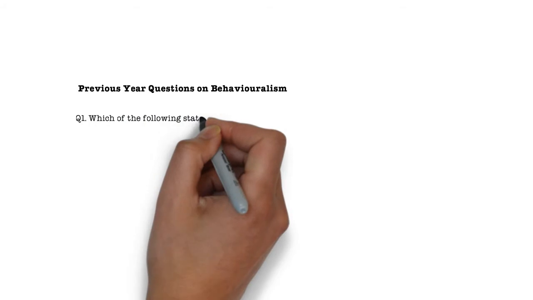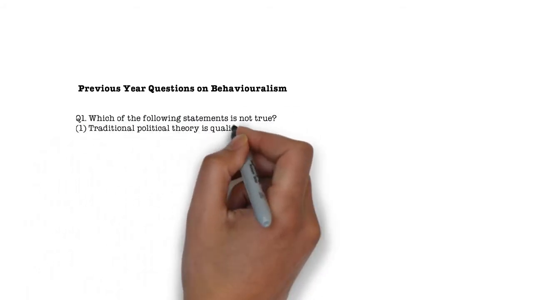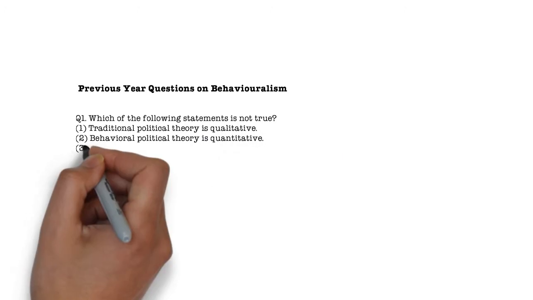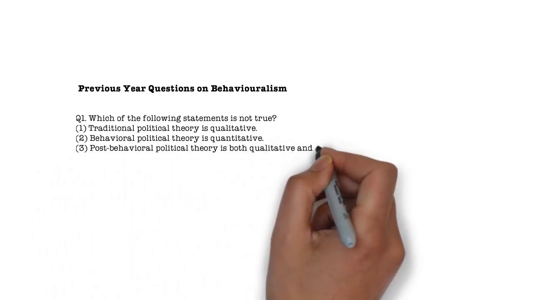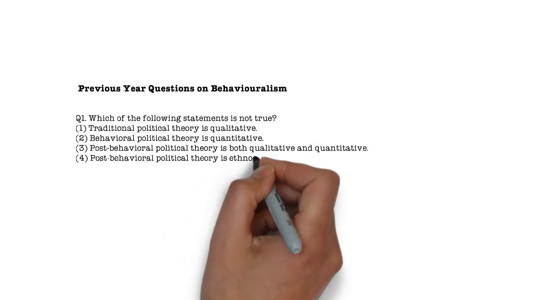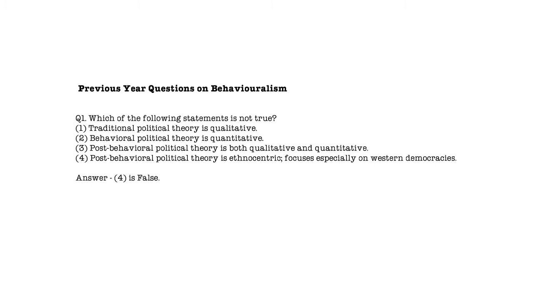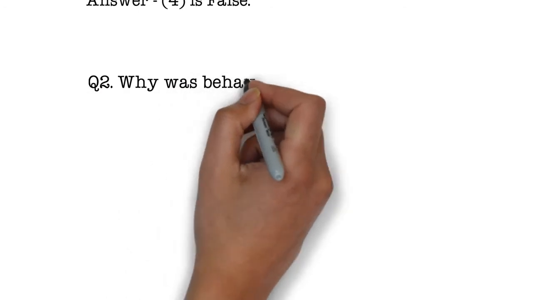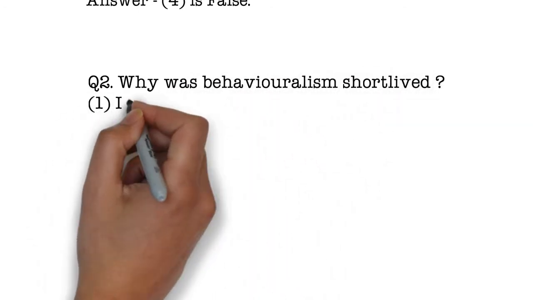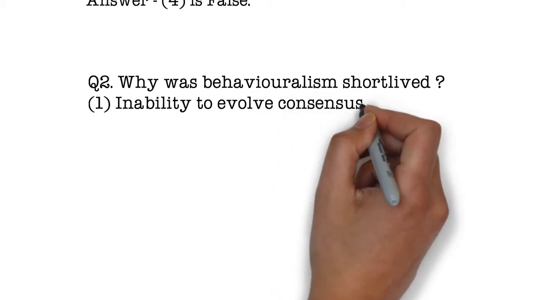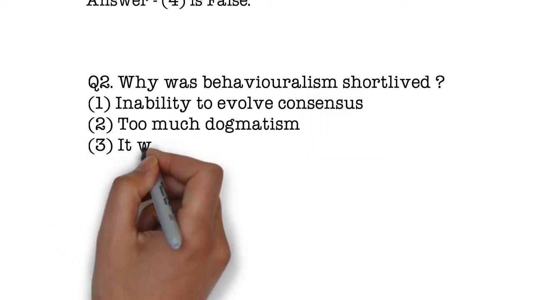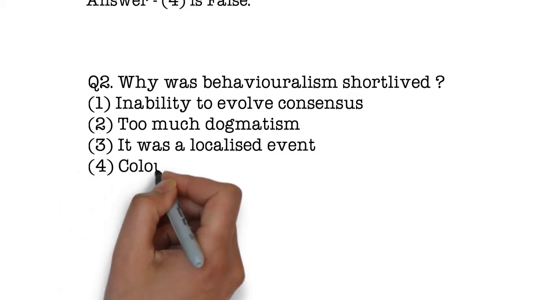Number 1. Which of the following statement is not true, meaning false? Here, the answer is: post-behavioral political theory is both qualitative and quantitative is true, but post-behavioral political theory is ethnocentric, focuses especially on Western democracies is false. So the answer is number 4. Question number 2. Why was behavioralism short-lived? Here, the answer is number 1, because of its inability to evolve consensus.